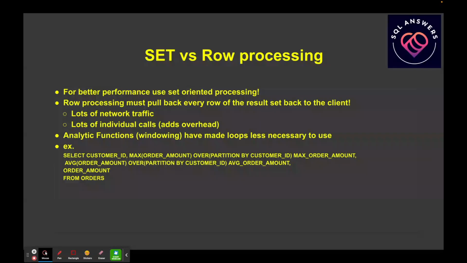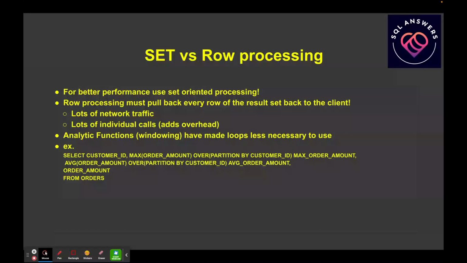It's usually better, and definitely better for performance, to use set-oriented processing, so operating on sets of rows at a time versus one row at a time. The reason is that row-based processing must pull back every row to the result set to the client. That results in a lot of network calls and a lot more network traffic. I'll just add that analytic functions and windowing have made loops like this a lot less necessary to use.